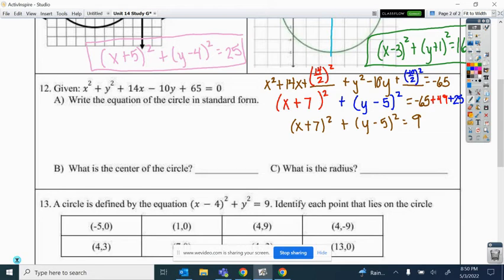So here is the equation of the circle in standard form then. Using this information now, we can answer part B for the center of the circle. That's at -7, +5. And we use that same information to identify the radius. That comes from our 9. 9 is the r squared, so the radius is 3.